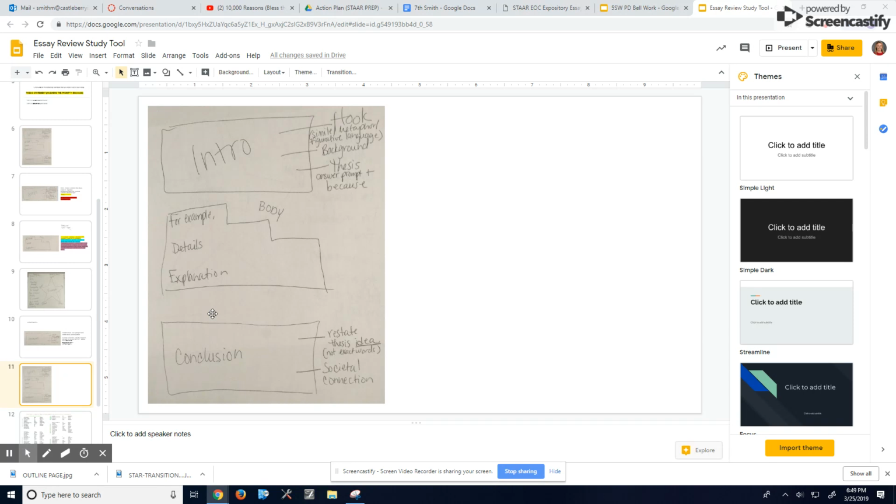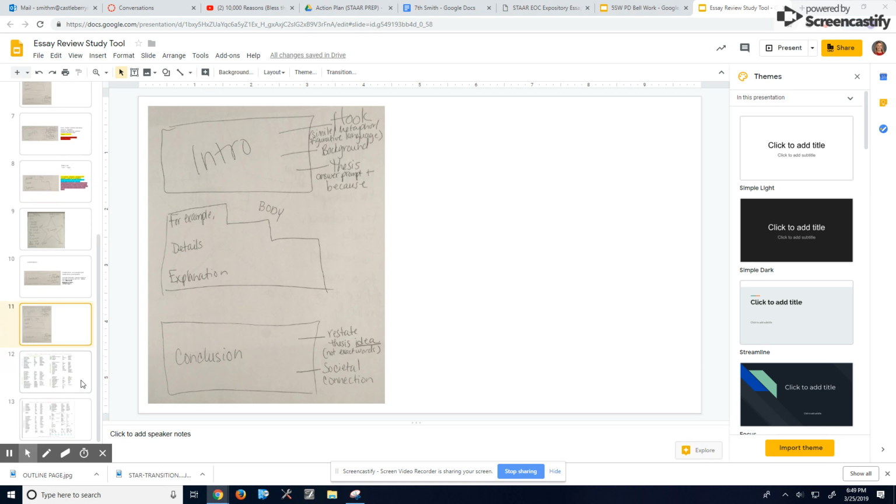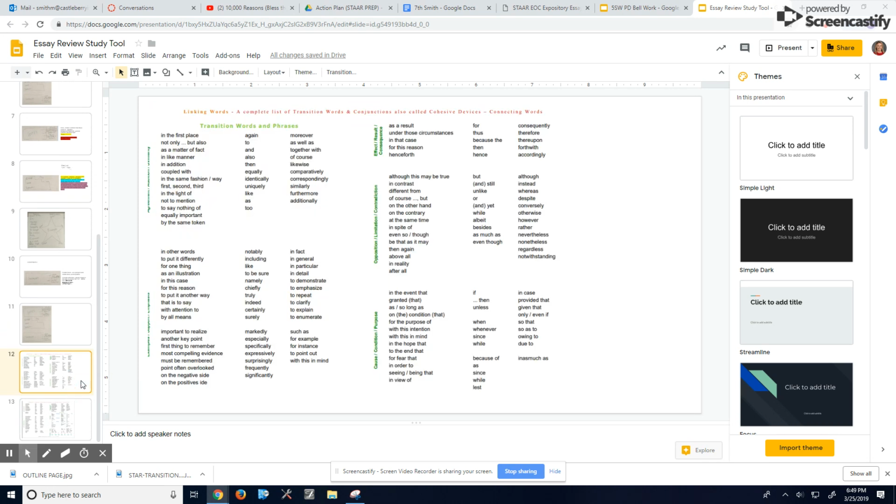Now it's time for you to go ahead and start writing that final draft on your lined page. And as you do, here are some really great transition words and phrases for you to be thinking of. You want meaningful transition words and phrases. And so just look through these, maybe jot down some of your favorites so that you can just kind of put them into your memory.